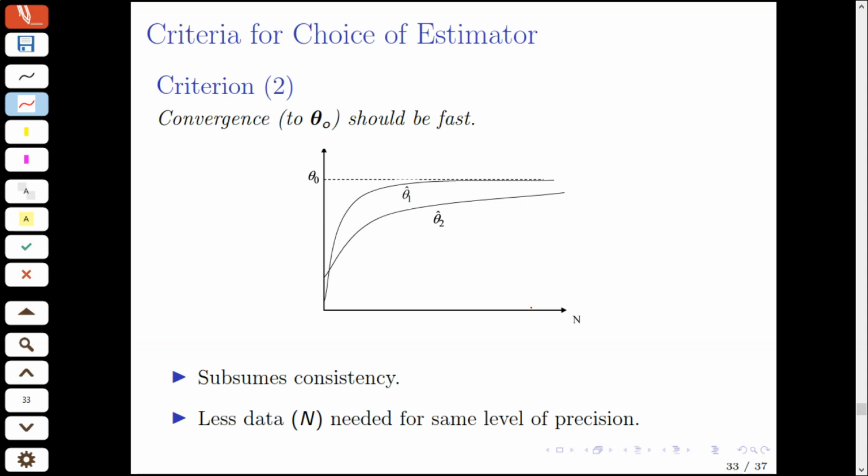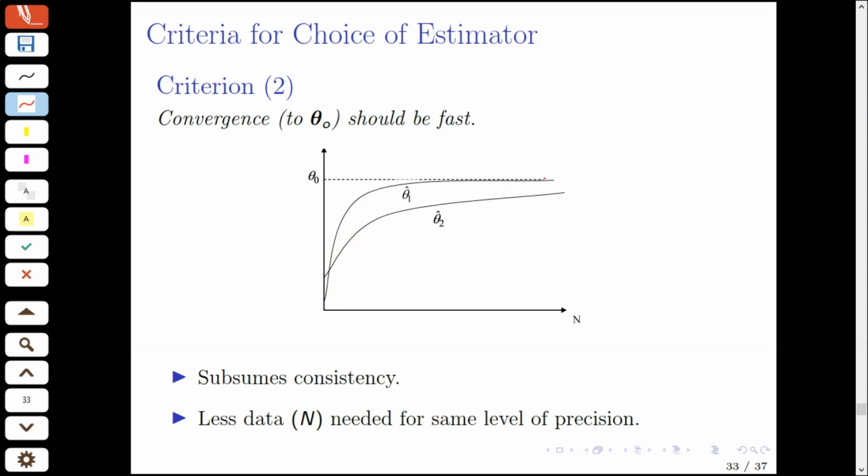Next, suppose we have two estimators to choose between, and suppose that both of them are consistent. Then ideally, one should choose the estimator which converges the fastest. That is, the rate of convergence to the true parameter should be as fast as possible. Here I've tried to illustrate this in a figure where we look at two particular realizations of our parameter paths for estimator 1 and estimator 2. And we see that estimator 1, for this particular realization, converges faster to the true parameter than estimator 2.